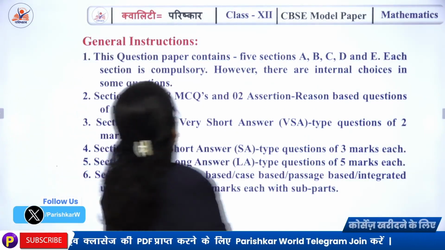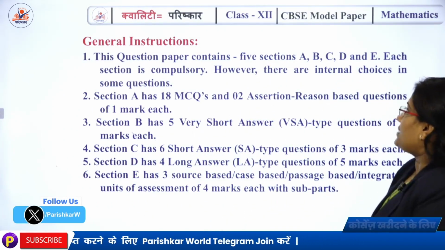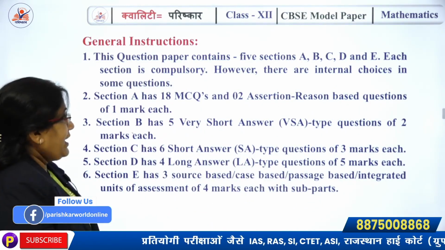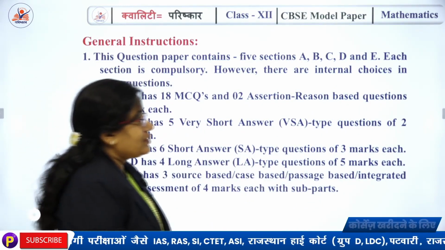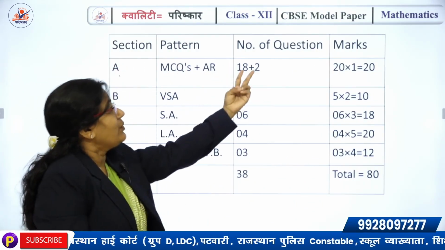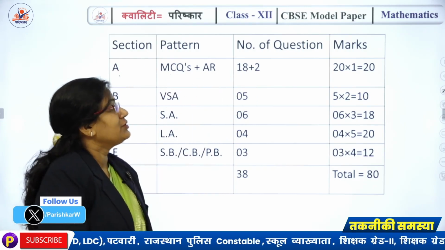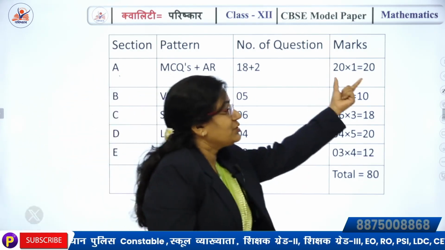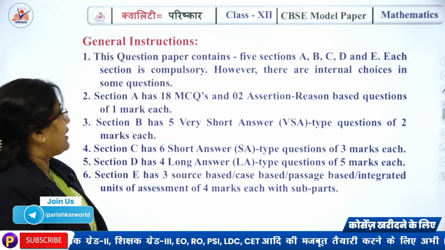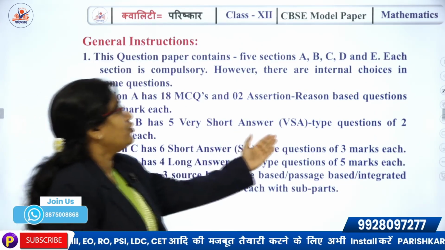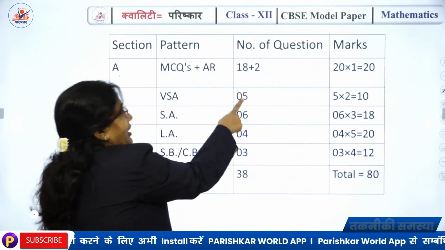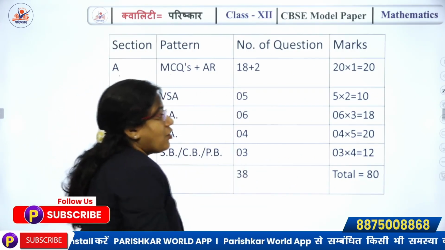First of all, this question paper contains 5 sections: section A, B, C, D and E. Section A has 18 MCQs and 2 assertion reason based questions. As you can see on your screen, section A has 18 plus 2 MCQs and assertion reason based questions of 1 mark each. That means section A contains a total of 20 marks. Again, section B has 5 very short answer type questions of 2 marks each.